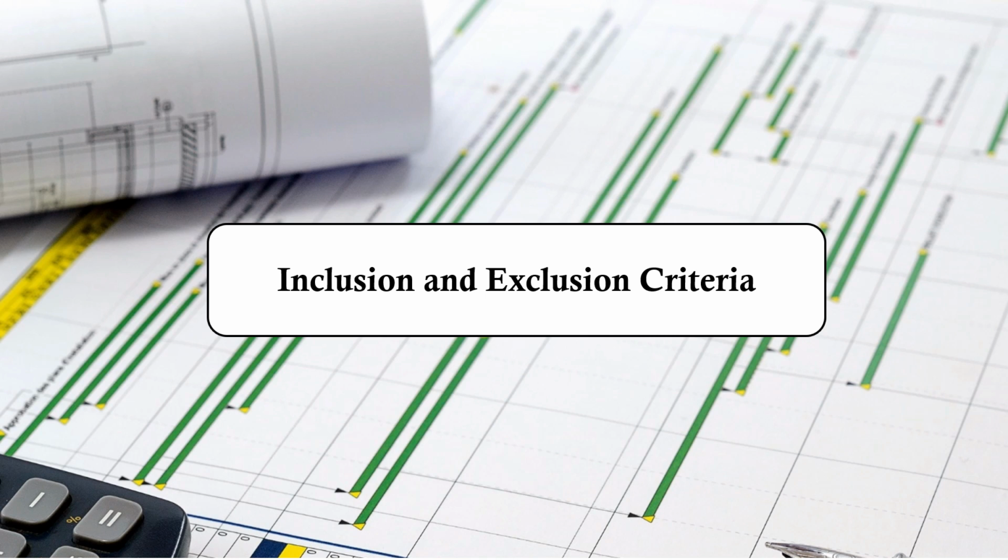Inclusion and exclusion criteria. Inclusion criteria are characteristics that a study must have if it is to be included in the review, while exclusion criteria are those characteristics that disqualify prospective studies from inclusion in the review. Inclusion and exclusion criteria set the boundaries for the systematic review.